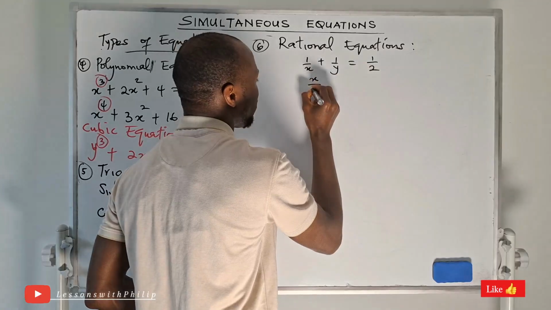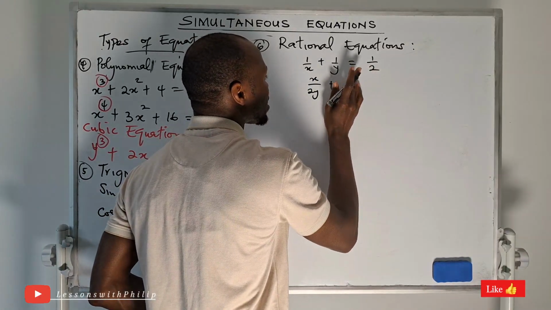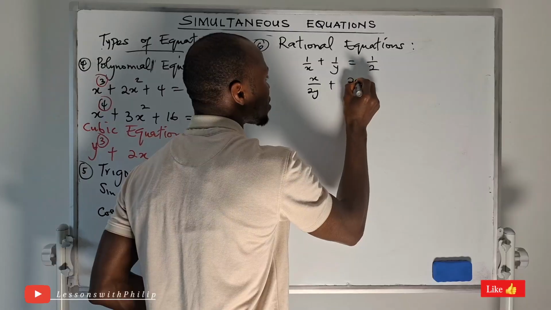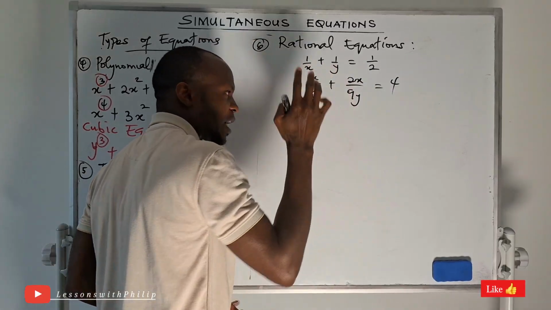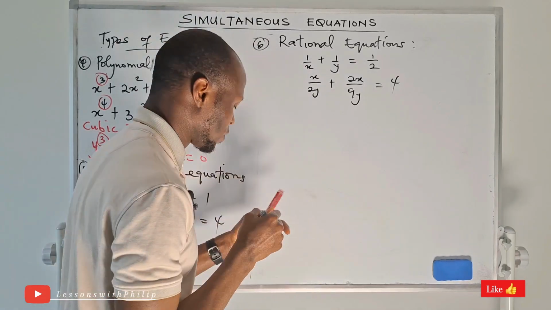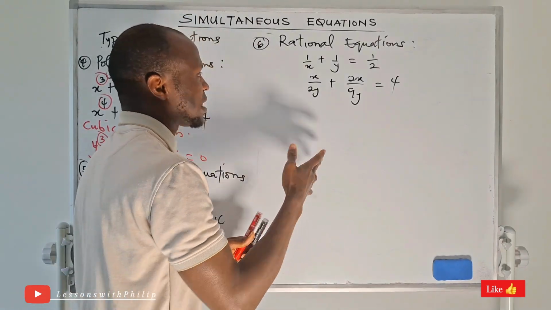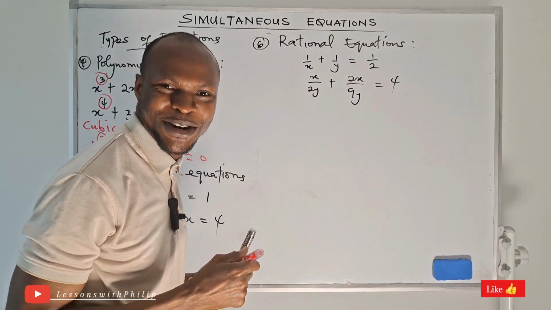If I have x over 2y plus, let's say, 2x over 9y equals 4, this kind of equation is still known as rational equations. Why? Because the variable is either at the numerator or as the denominator. Somebody say, where are you seeing numerator and denominator?